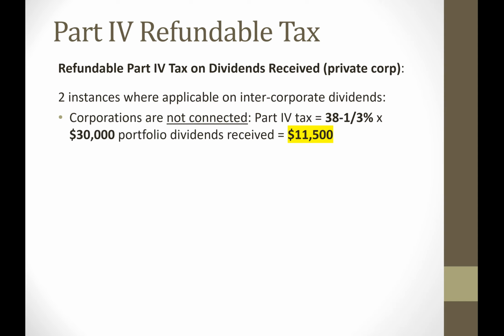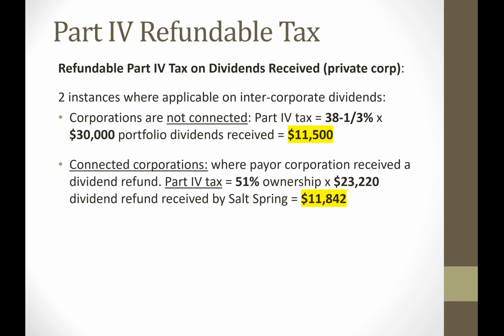And then we have to look at the next situation, the dividends received from Salt Spring. Now, because Bowen Ltd owns 51% of Salt Spring, those 2 corporations are connected. And the calculation for Part 4 tax, when the corporations are connected, is different. Part 4 tax only applies when the payer corporation, in this example Salt Spring, receives a dividend refund. Now we're told that Salt Spring did receive a dividend refund of $23,220.